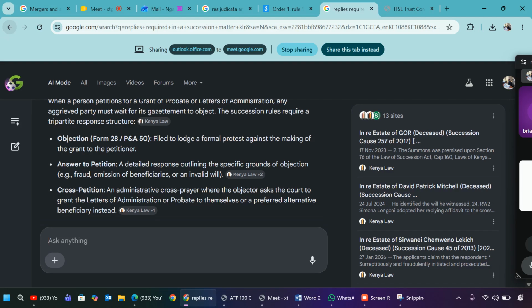Then we have cross petition. This is an administrative cross prayer where the objector asks the court to grant the letters of administration or probate to themselves or a preferred alternative beneficiary instead.